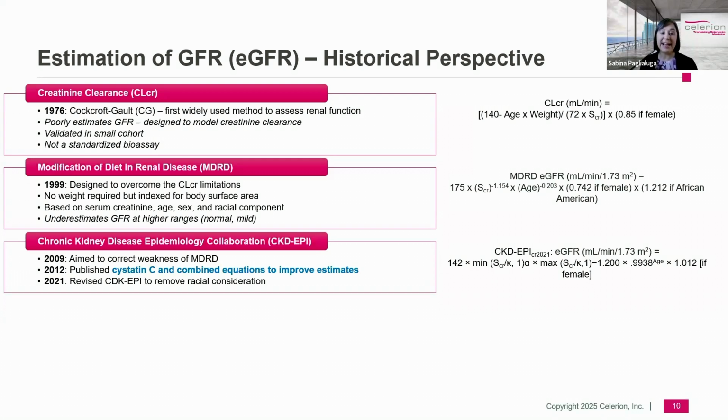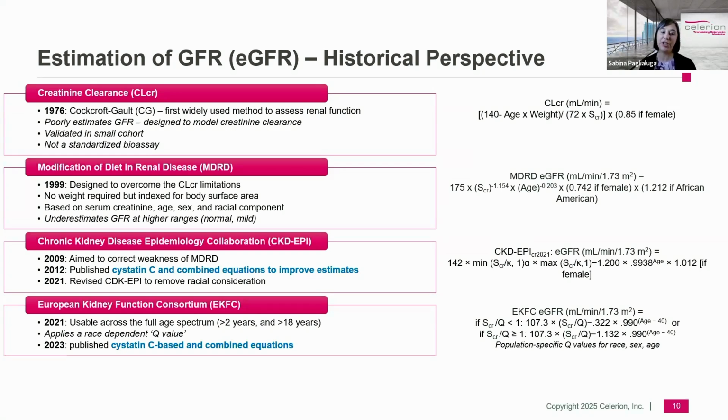So in 2009, the Chronic Kidney Disease Epidemiology Collaboration, or CKD-EPI, came out with a formula aimed at correcting some of the weaknesses of the MDRD. The formula is shown here. In 2012, they created and validated a formula using cystatin C, as well as a formula that applies the combination of cystatin C and creatinine. And then in 2021, a revised version of this creatinine formula was validated to remove the racial component.